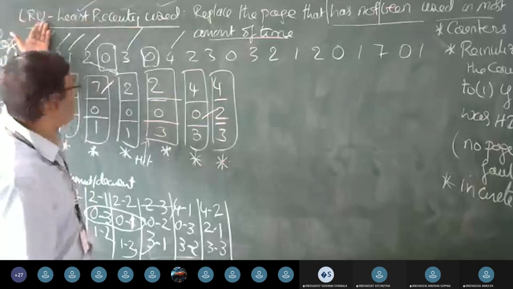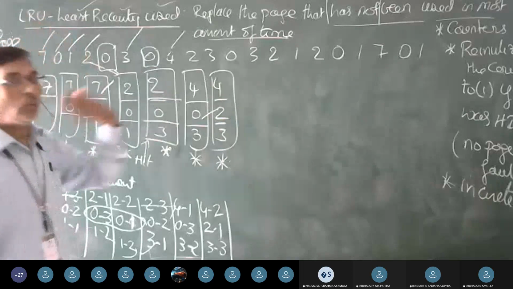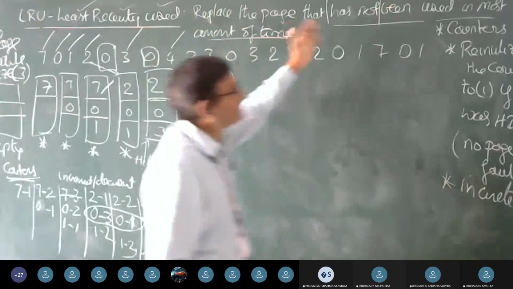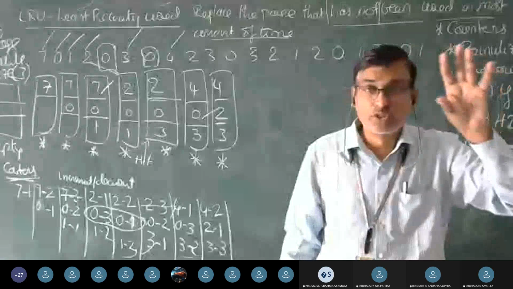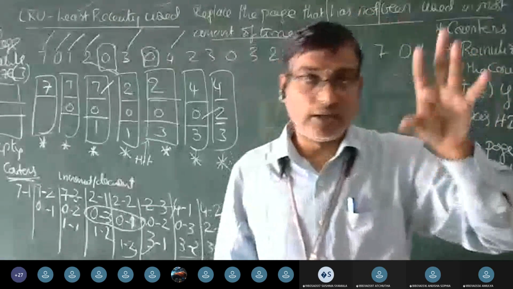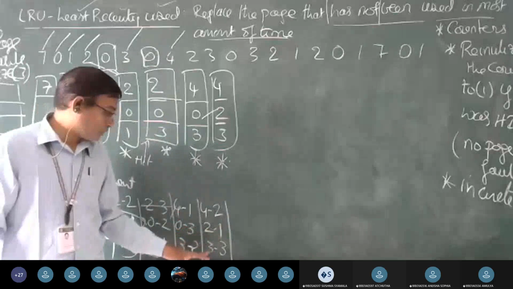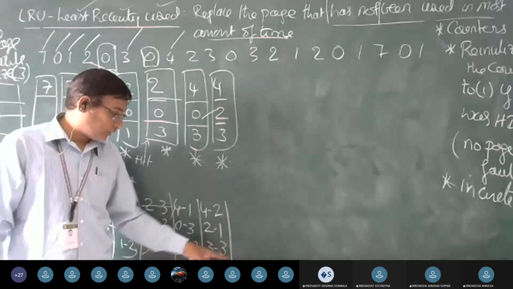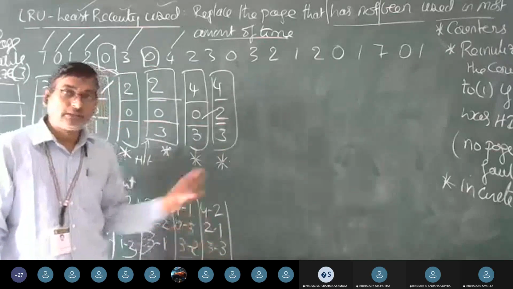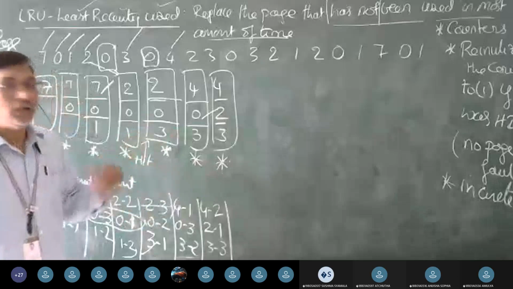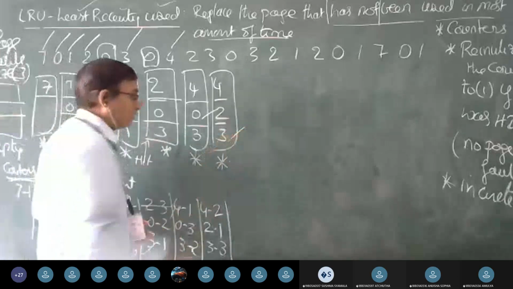Replace with an algorithm called least recently used. What is this algorithm? Replace the page which has not been used for the most amount of time. That means 4 occurrences is 2, 2 occurrences is 1, 3 occurrences is 3. So for the last 3 times, page number 3 is not used. Therefore, I can replace it with 3.